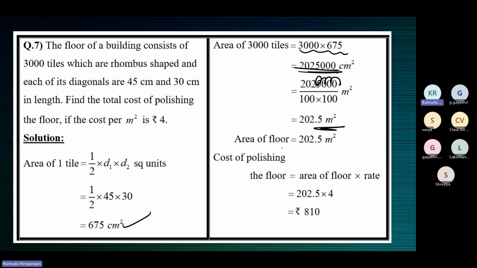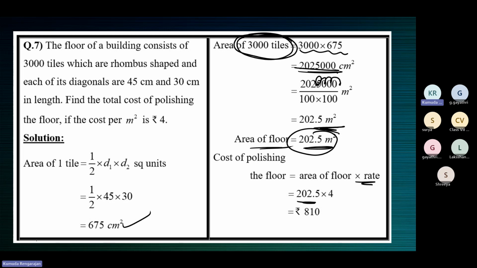So the area of the floor, the floor is made up of 3000 tiles, and the area of the floor is this one. Now the cost of polishing will be whatever is the area into rate. 202.5 into the rate 4, which is 810.